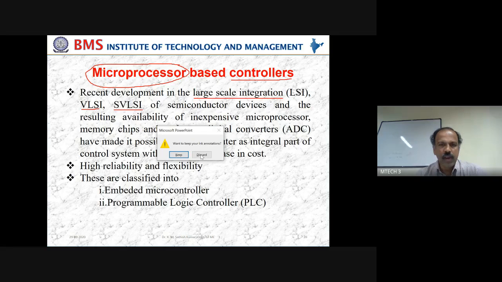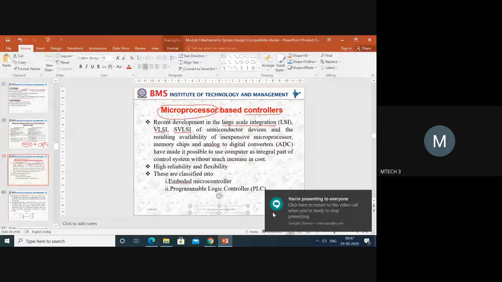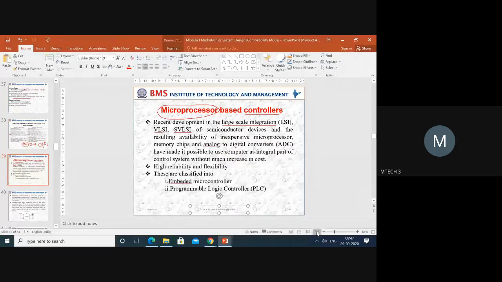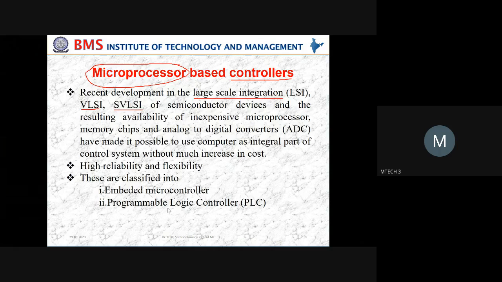Now in case of embedded microcontrollers, the concept is simple. In embedded microcontrollers, the programs are going to be rather fixed. But in case of the programmable logic controller, it is possible for you to write the program as and when it is required. That means the programs can be rewritten as per the requirement. That was the basic difference between the programmable logic controller and the embedded controller.